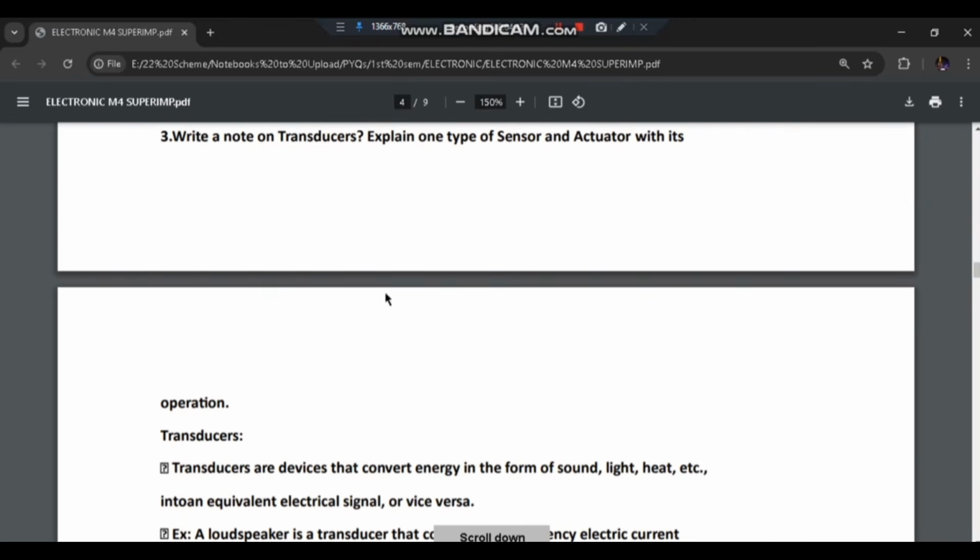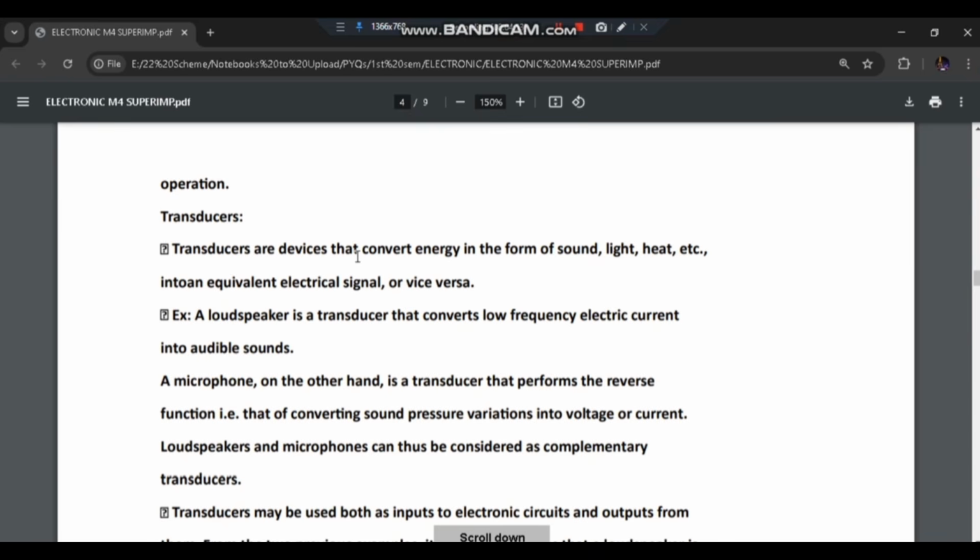Next one is: write a note on transducers. Explain one type of sensor and actuator with its operation. You have to understand what a transducer is, what a sensor is, what an actuator is. Very simple. A transducer converts energy into the form of electrical signals, like sound, light, or heat to electrical signals.